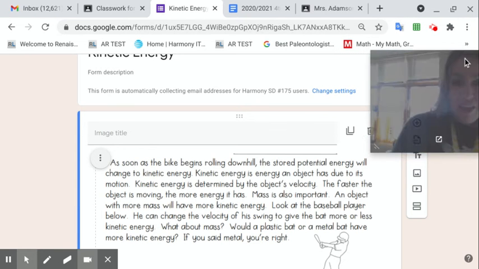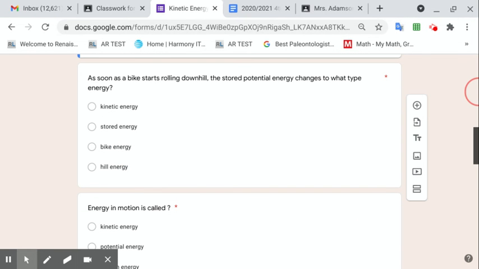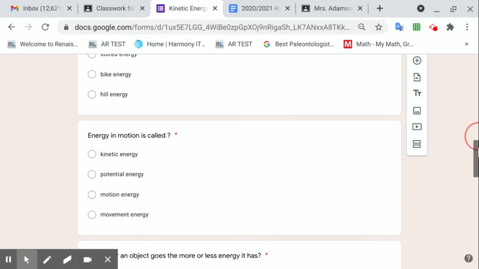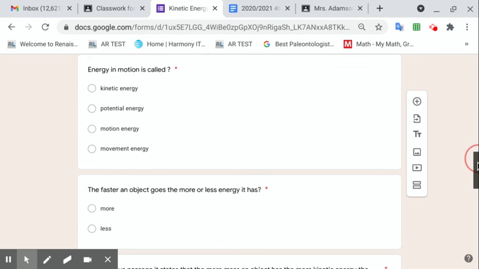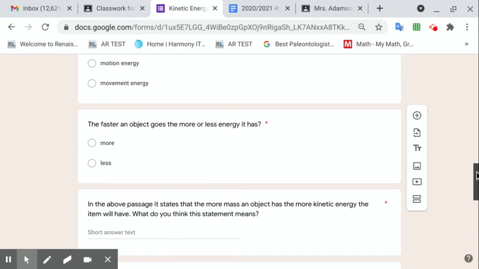So after you read that paragraph, you are going to answer some questions. So, as soon as that bike starts going down that hill, that stored energy becomes what type? Okay, read through those choices. And energy in motion is called what? We talked about that. What's that called when it's in motion? And the faster an object goes, is it going to have more energy or less energy? Think about that biker going down that hill.